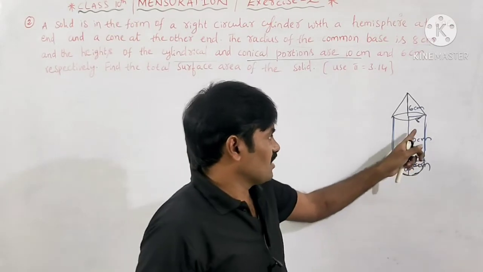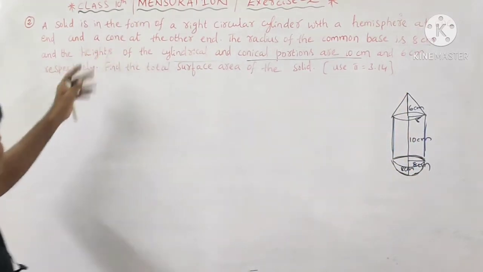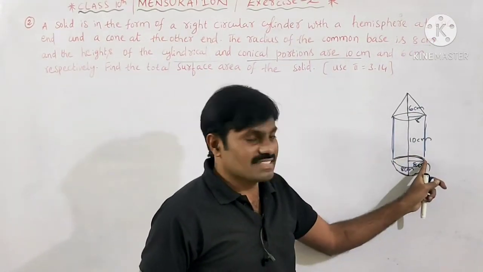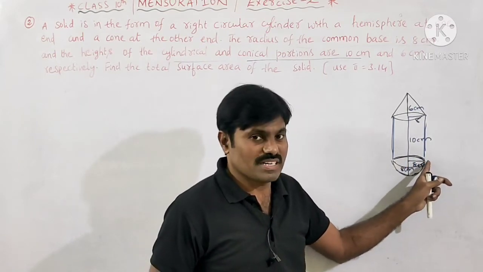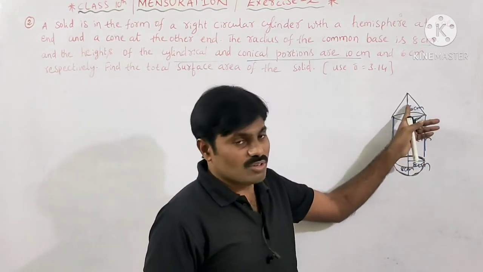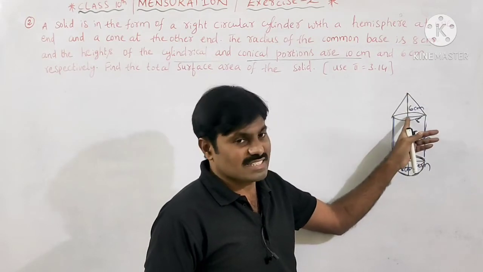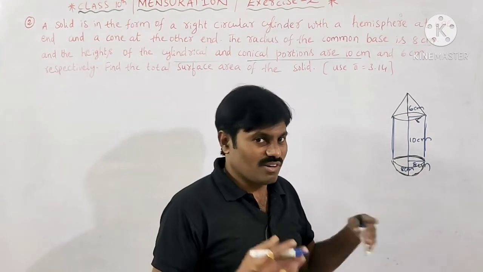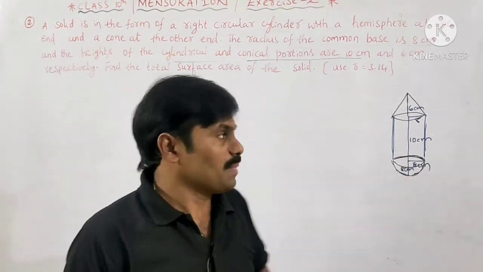Okay, clear? Now this is the total toy. This is a solid in this shape. So the height of the cylinder is 10 centimeters. The radius of its base is 8 centimeters. And if you come to the cone, the radius of its base is 8 centimeters and its height is 6 centimeters. Clear? Next, coming to the hemisphere, we want only the radius, so its radius is 8 centimeters. Clear?